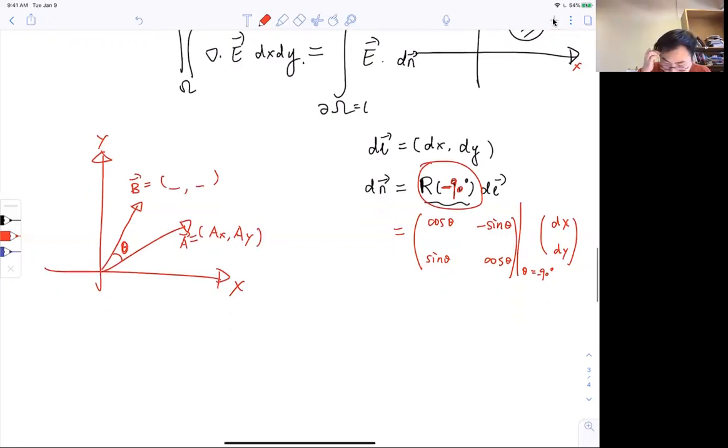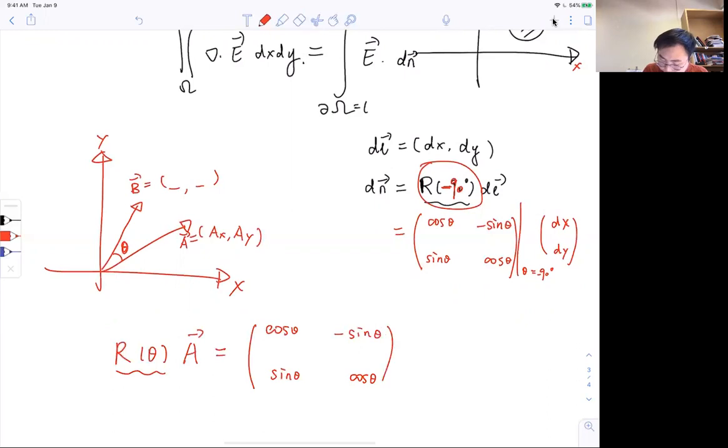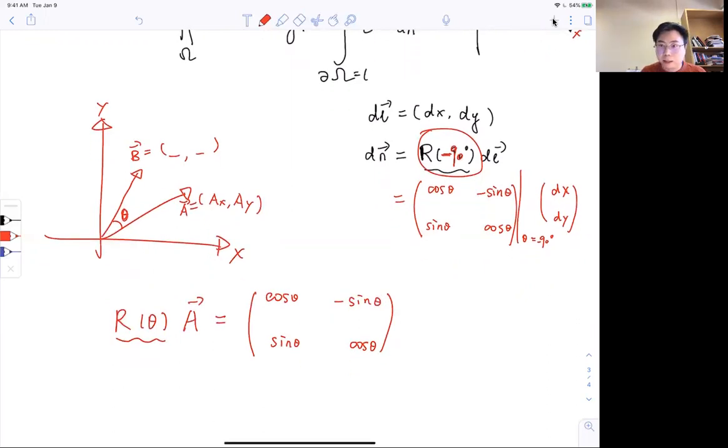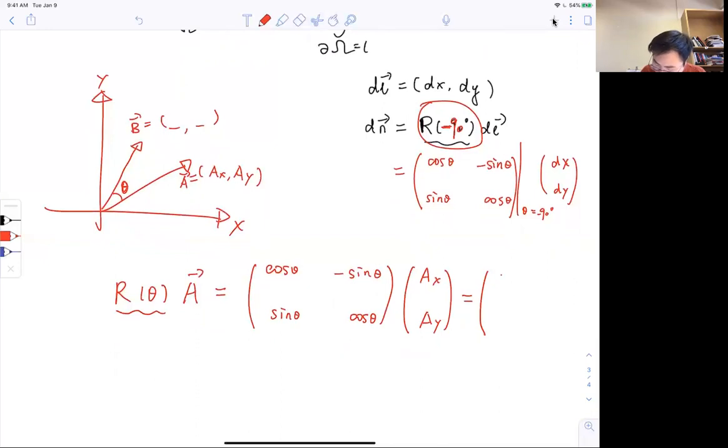The answer is quite simple, like what I said here. There's a rotation matrix. You rotate this vector by theta angle, and this rotation matrix is given by what I wrote down here. This is always good to know. Sometimes this can simplify your algebra and make your life much easier. So this is nothing but cosine theta ax minus sine theta ay, and the y component is sine theta ax plus cosine theta ay.